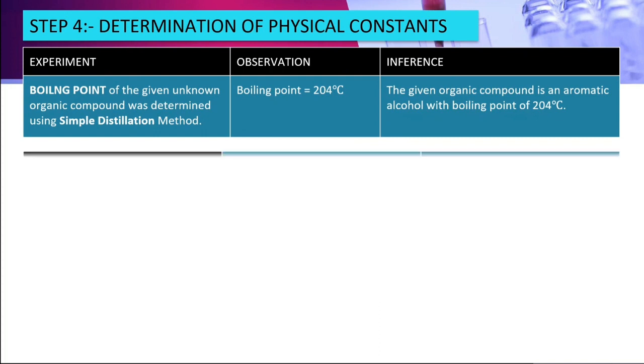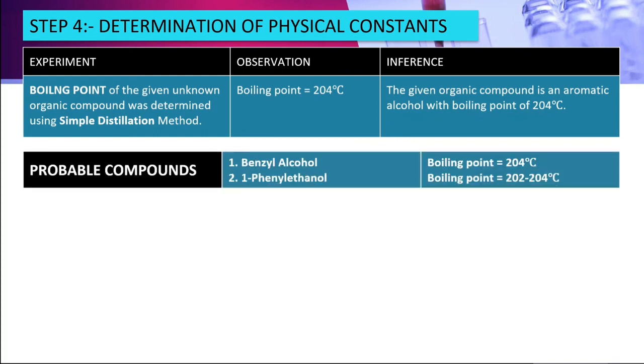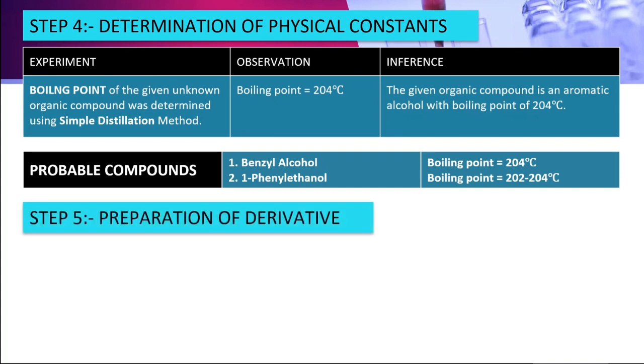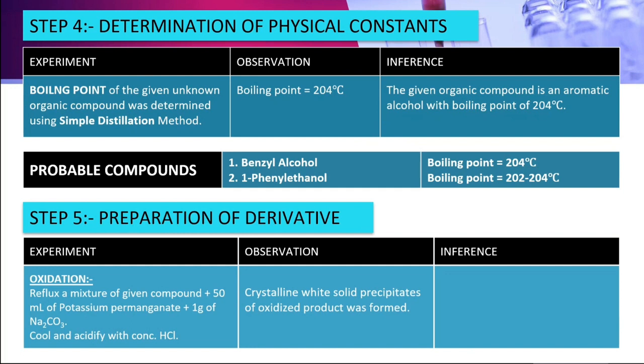From all the above observations and inferences, we form a table of probable compounds. That is, the compound may be benzyl alcohol or 1-phenyl ethanol, as these two compounds have a boiling point near that of our compound. Next, to confirm this, we proceed to the next step, that is step 5, the preparation of a derivative. As we know, this is an aromatic alcohol, so the best derivative for an aromatic alcohol is by oxidation.